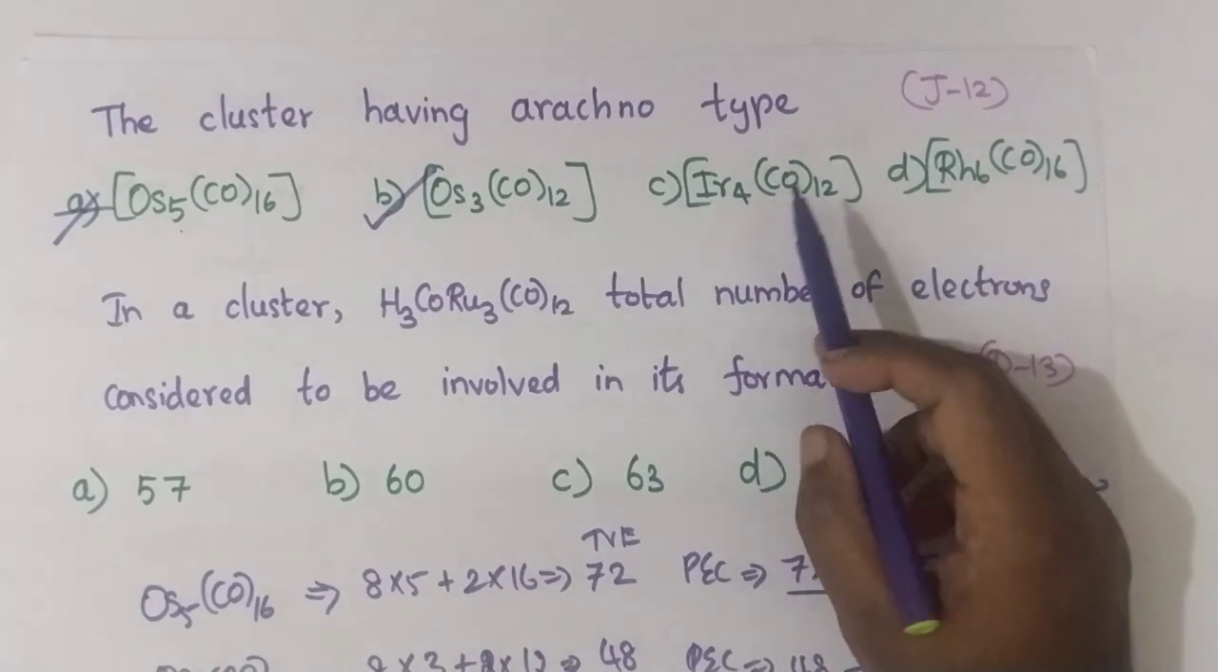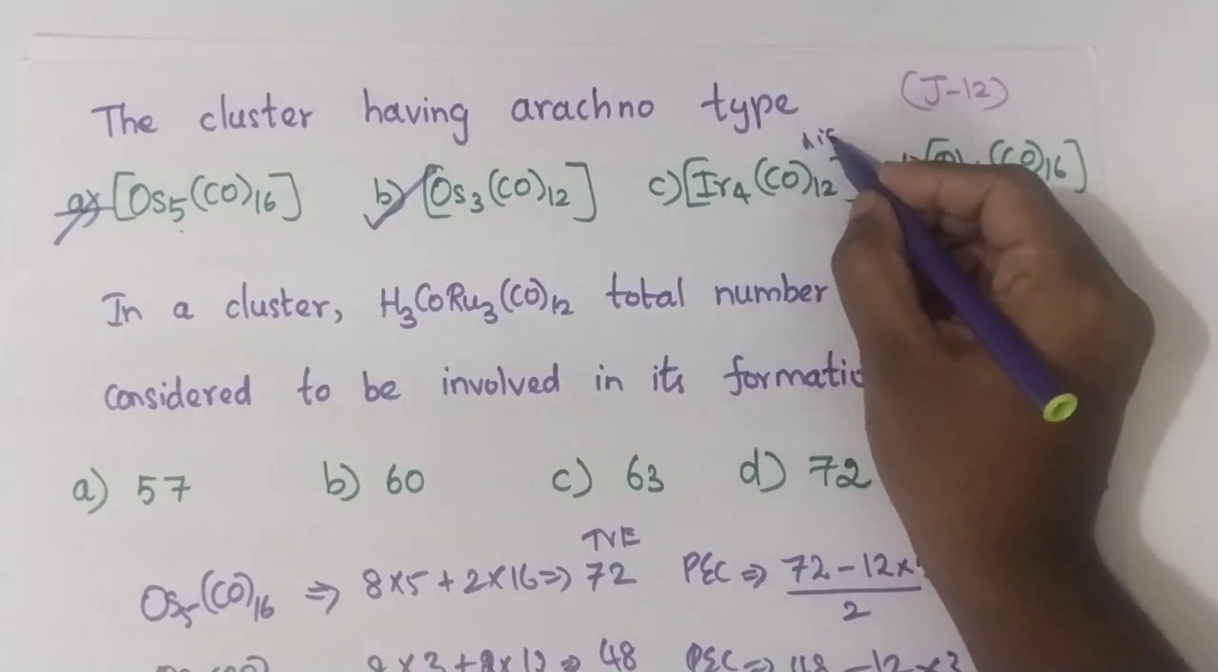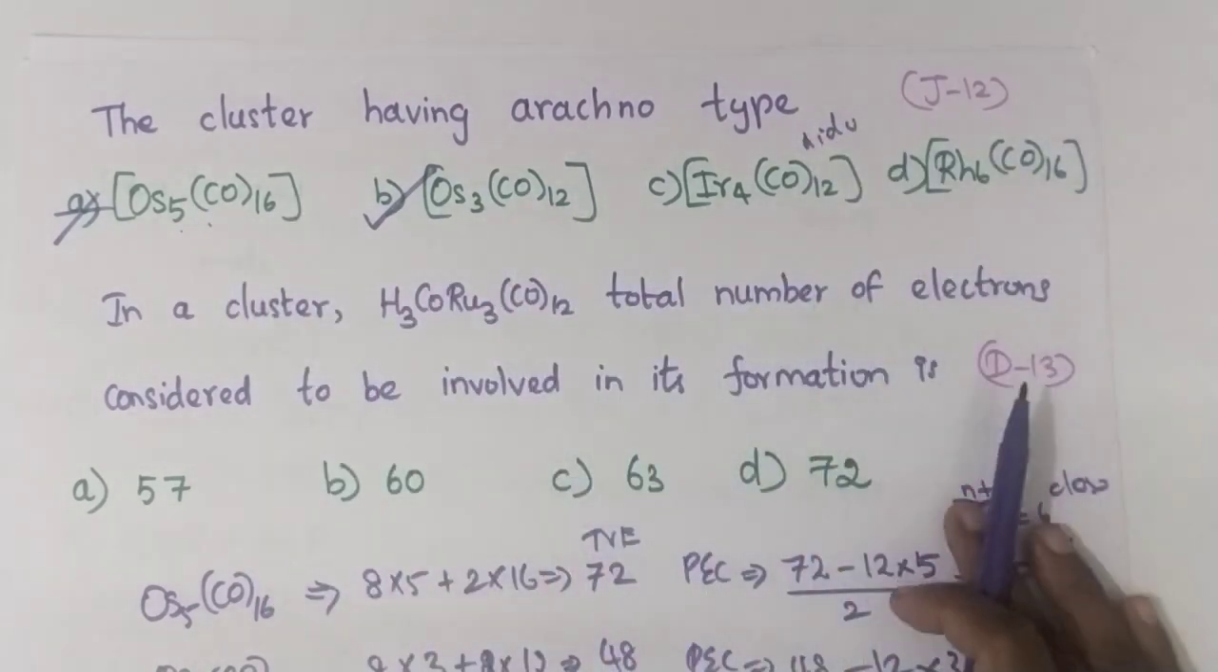Similarly, I have already done this, right? Ir4(CO)12 is a nido structure. So the first one is closo, this one is arachno, this one is nido.